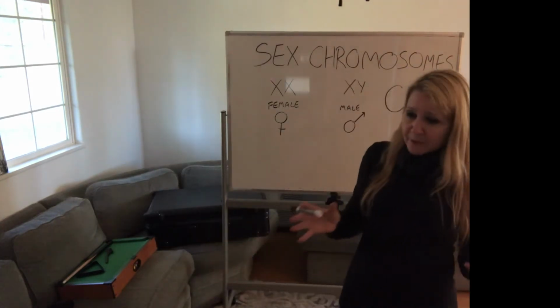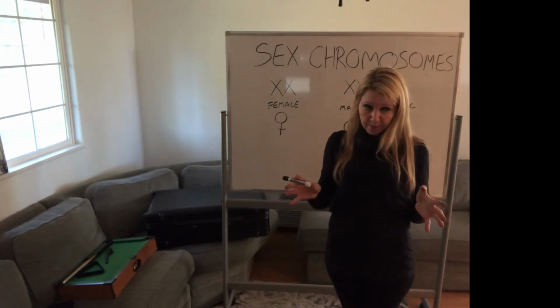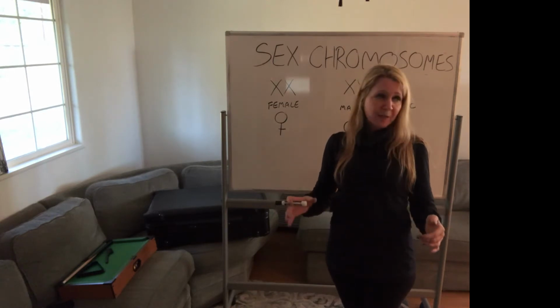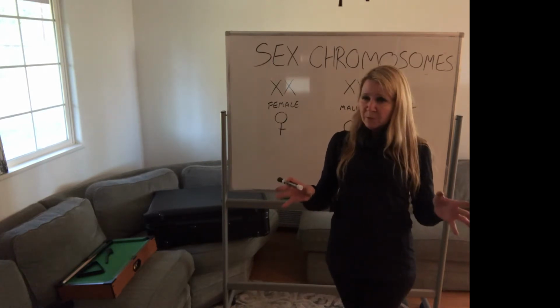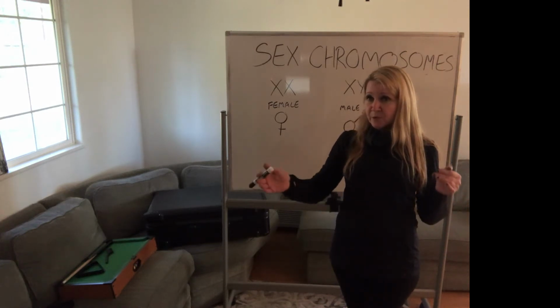So colorblindness is a sex-linked recessive trait. It's not dominant, it's the one that's hidden. And with colorblindness, there's different forms of colorblindness. The one we're looking at is the red-green colorblindness, so you can't tell the difference between red and green.